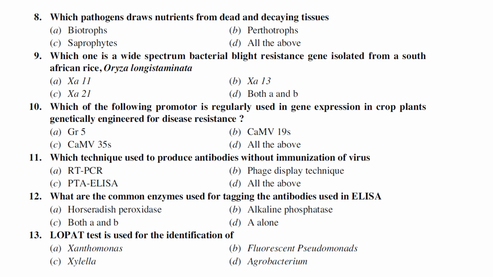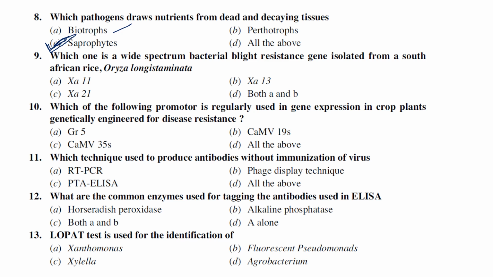Which pathogen draws nutrients from dead and decaying organic matter or decaying tissues? Biotrophs, necrotrophs, saprophytes, or all the above. Generally, saprophytes live or feed on dead and decaying organic matter. Biotrophs, as I told you, strictly require a living host.